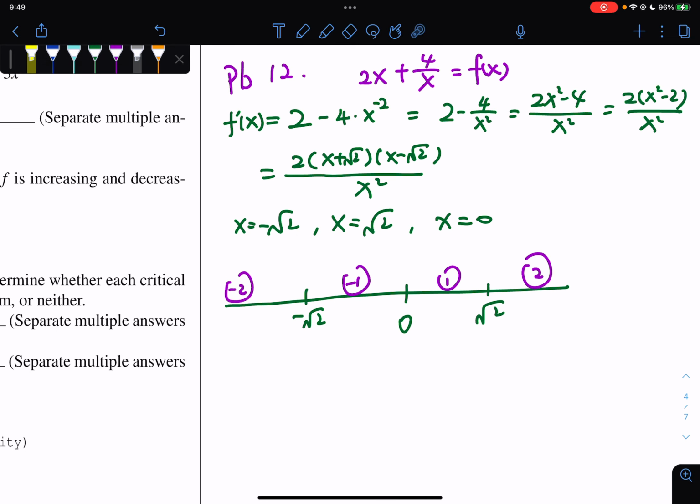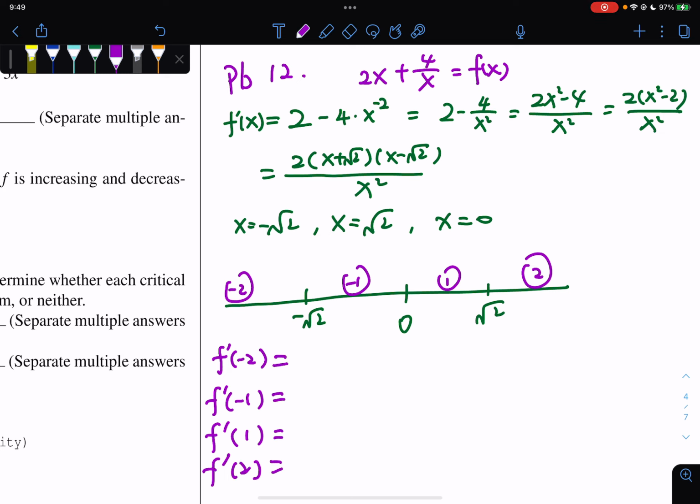Quite a few of you might have missed the 0, right? Make sure you include that because it's going to make a natural cut on your interval, even though your function is not defined there. So that's something that should be marked on the number line as well. So once we got that, what we have is f prime of negative 2, f prime of negative 1, f prime of 1, and f prime of 2.